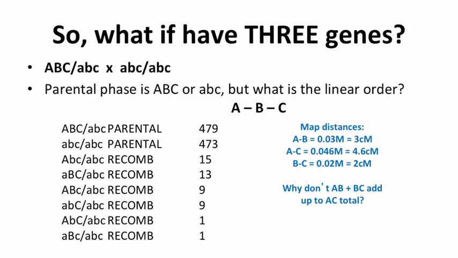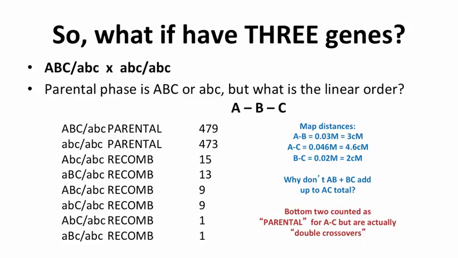Well, the reason is something that you actually noticed when we were calculating these numbers, that we have two things that we're calling parental, but they're actually recombinant, right? Here at the bottom two, this individual and this individual, we are counting as parental for A and C, but in fact, they're double crossovers. So not only should they be counted, but they should be counted twice. But we didn't do that. So this is why it doesn't quite add up exactly. We'll come back to this in just a second, but first let me emphasize a different point.